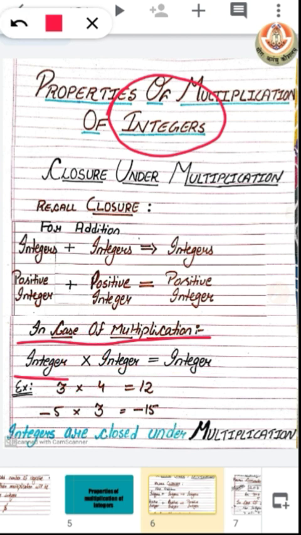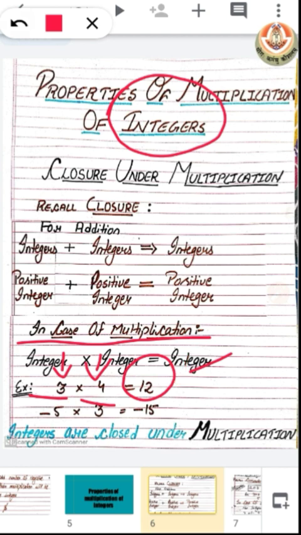Here we take 3 and 4. They both are integers, and their answer after multiplying both of them is 12. So 12 is also an integer. Yes? These three all are integers. That means we can say that multiplication is closed for integers.